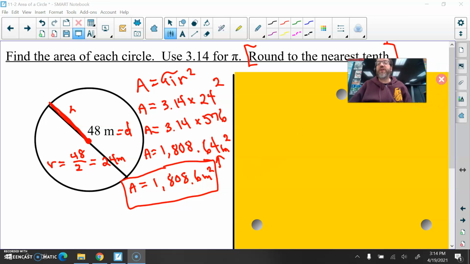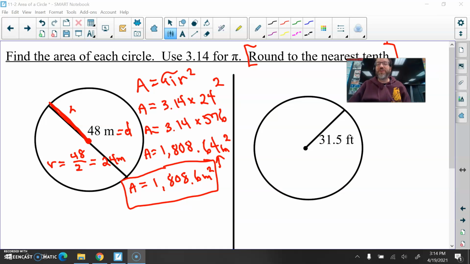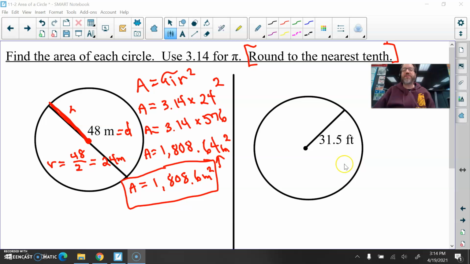It's weird having square units when you're looking at circles, isn't it? Why aren't they circle units? Well, area is square units. Literally how many squares, how many 1 by 1 meter squares could fit in this circle. That's how many. All right, and one more example here.